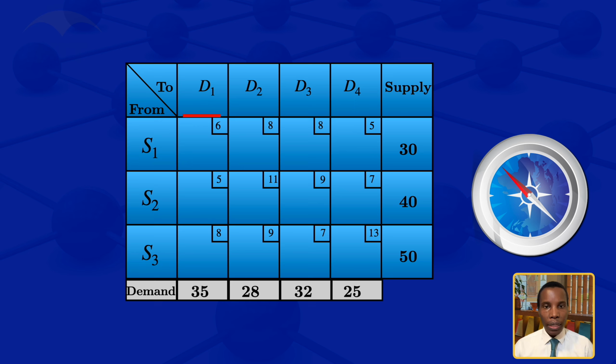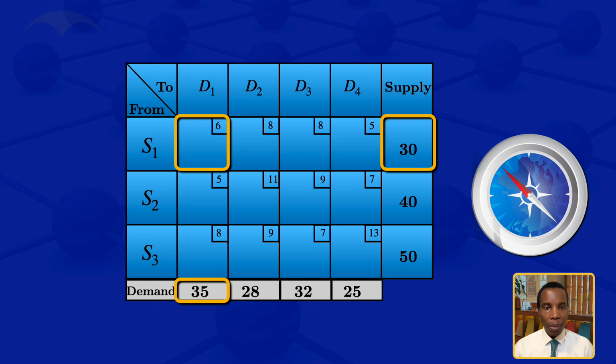So we look at these cells that don't have an allocation, they are unoccupied cells. And these values here in these small squares are indicating the unit costs. So for this case, the northwest corner cell is this one here. To see how much we can allocate, we compare the supply, the 30, and the demand, which is 35. We take the minimum of the 30 and the 35, and that's a 30, so we allocate 30 units.